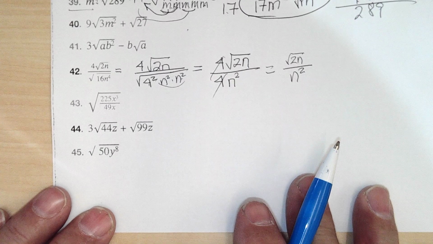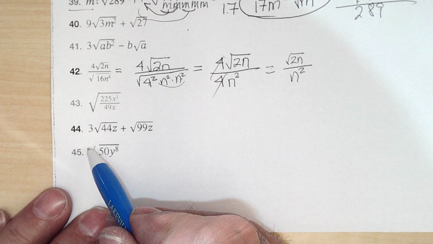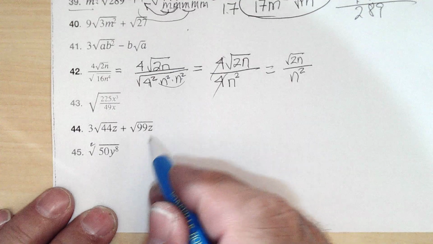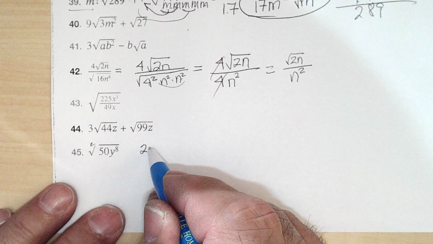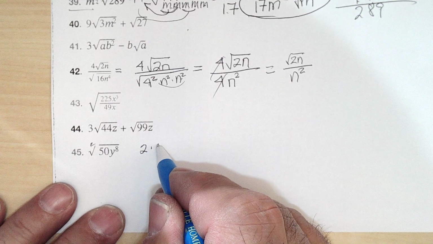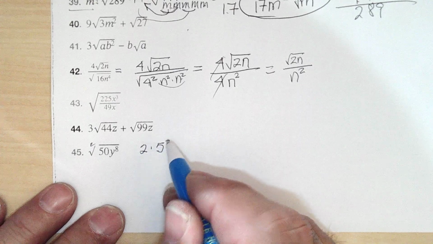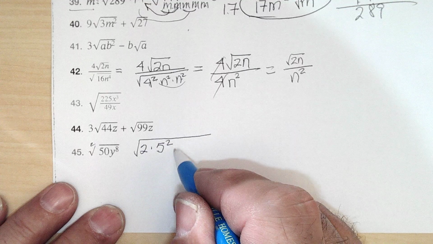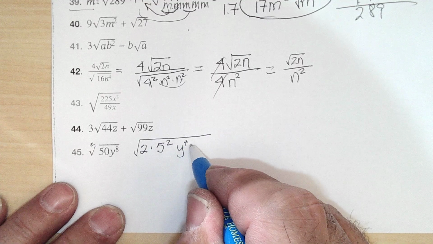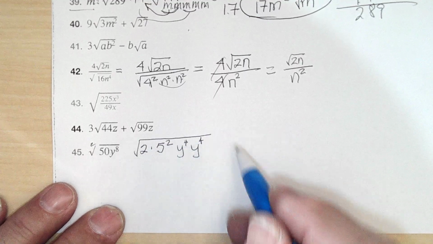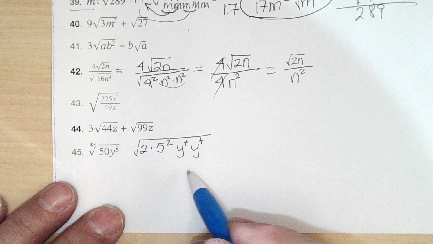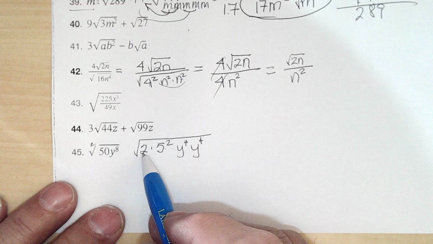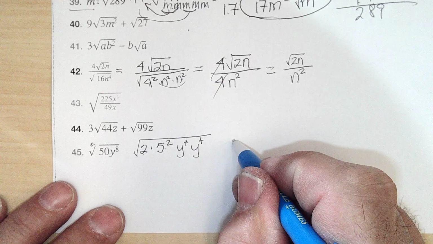45. I'm still looking for pairs. 50 is 2 times 25, and 25 is 5 squared. That's a pair of 5s. And y to the 8th is y to the 4th times y to the 4th. So the pair y to the 4ths. So a 5 and a y to the 4th come out, and a 2 stays in.